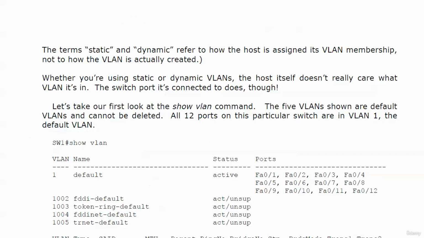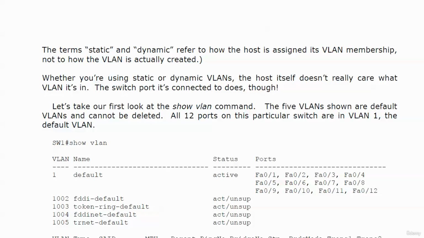Now, let's go down a bit. The terms static and dynamic, I want to throw this in now, refer to how the host is assigned its VLAN membership, not to how the VLAN is actually created. You're going to see what I'm talking about when we create some VLANs here in the next couple of minutes. And again, whether you're using static or dynamic VLANs, the host itself does not really care what VLAN it's in. But the switch port cares, the switch cares, and we, the network admins, care.